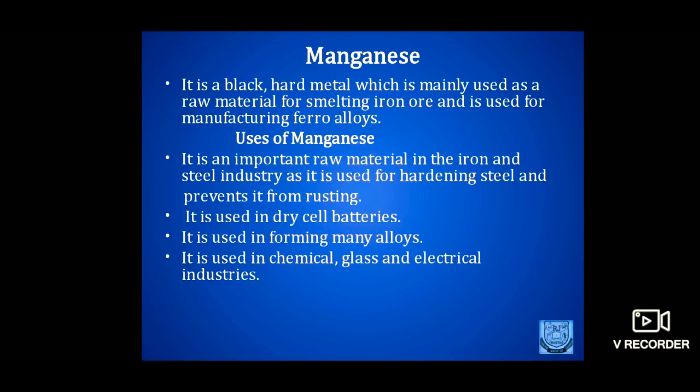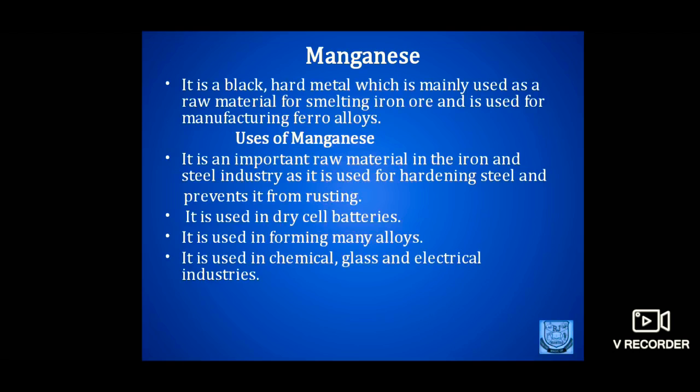Only when manganese is added to the iron does the steel become resistant to rust, and therefore it is a very important raw material in the iron and steel industry. Manganese is also used in the manufacture of black enamel as well as in the chemical industries, the manufacturing of bleaching powder, and also in the electrical and glass industries.